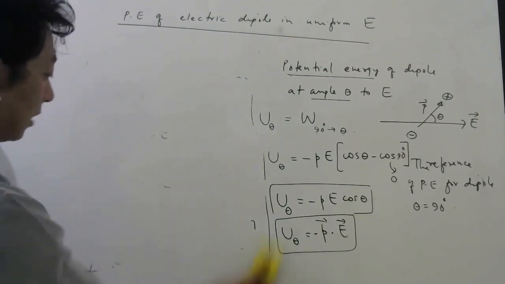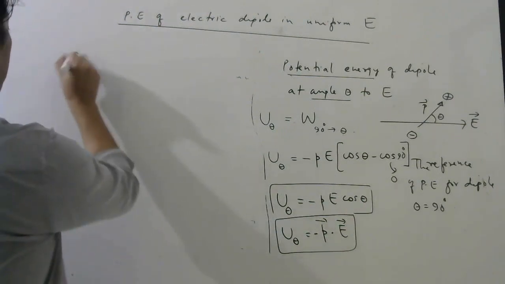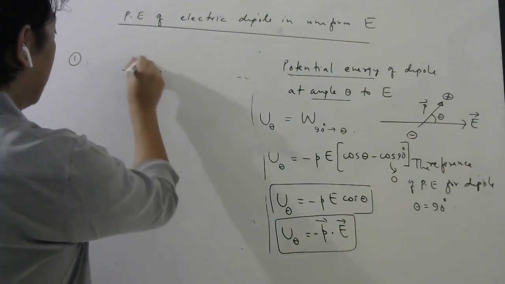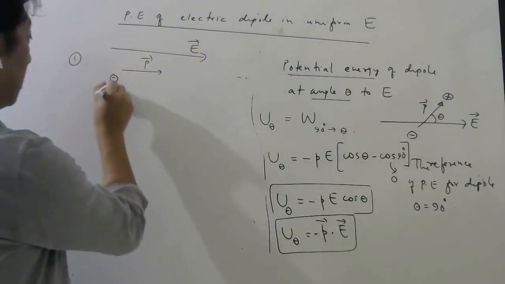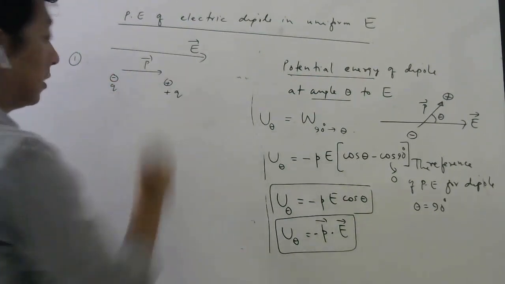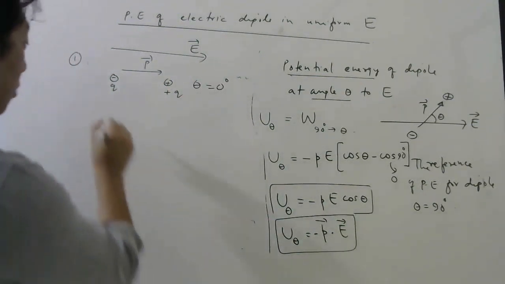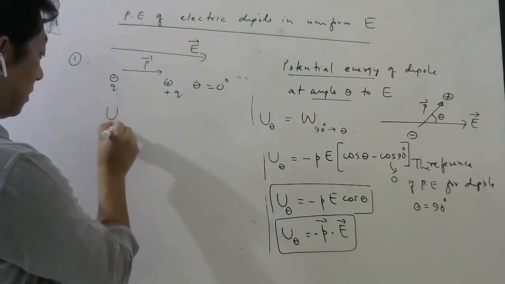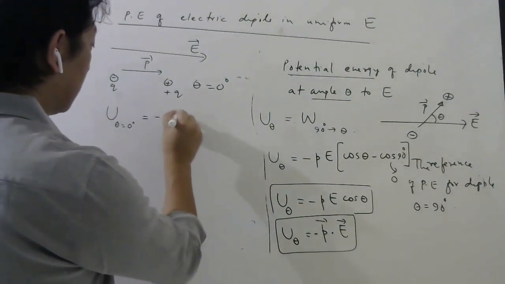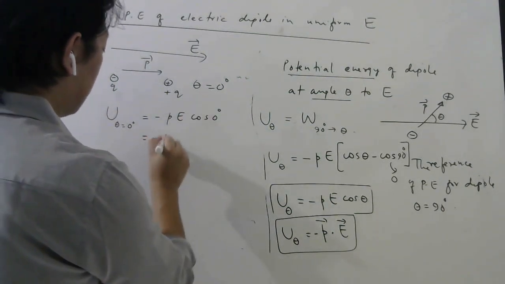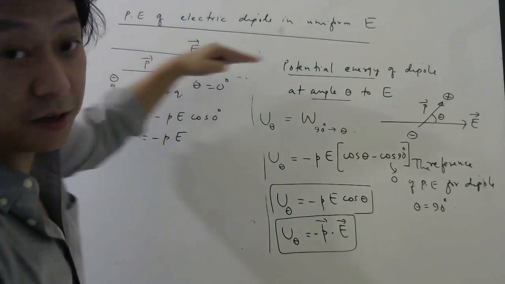Let us take 3 configurations of dipole. The first configuration is when the dipole moment vector is parallel to the electric field vector. Minus q is here, plus q is here. Then what is the angle between them? 0 degree, because they are in the same direction. So what will be the potential energy at theta equal to 0 degree? Minus PE cos 0. Cos 0 is 1. So it is minus PE. This is the potential energy when the dipole is parallel to the electric field.